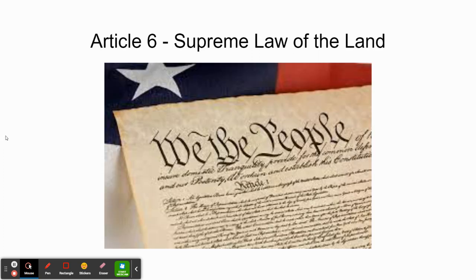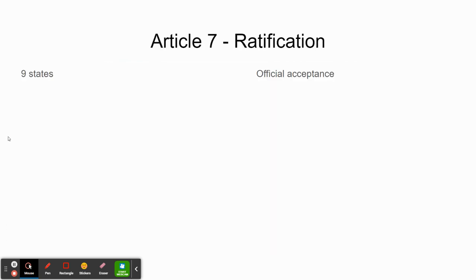Article 6 says the Constitution is the supreme law of the land. There is nothing higher. Article 7 says, well, when will this Constitution go into practice? That's ratification, official acceptance. And it says when 9 of the 13 states officially say, yes, we accept this, we will make this our government, then the articles will be out. And for those 9 states, the Constitution will be in, and they hope the others would join them shortly, which they did.